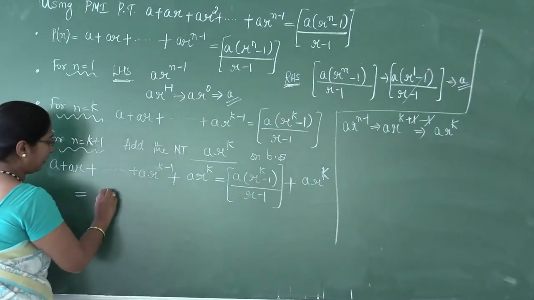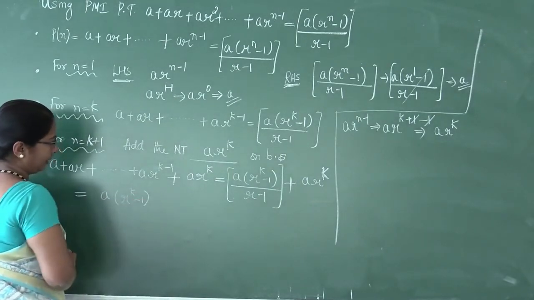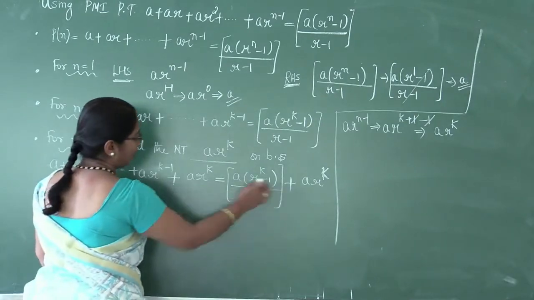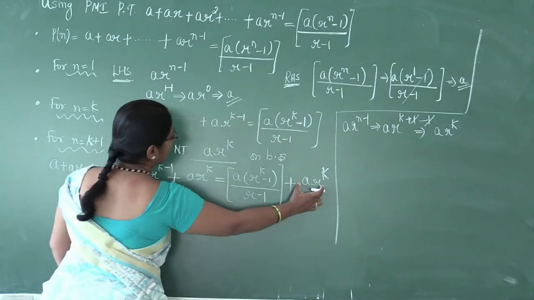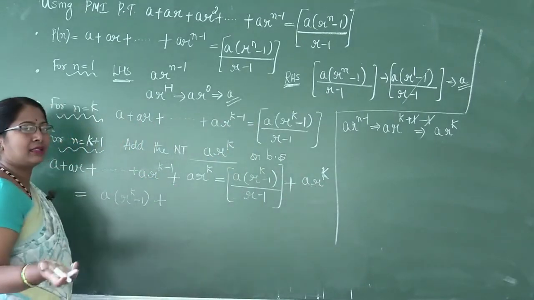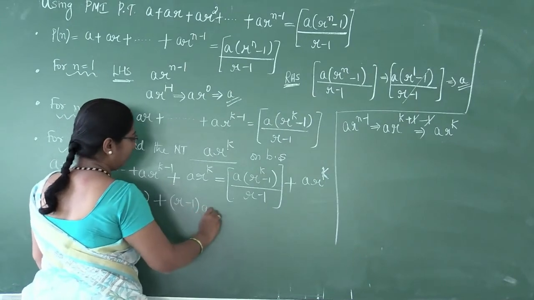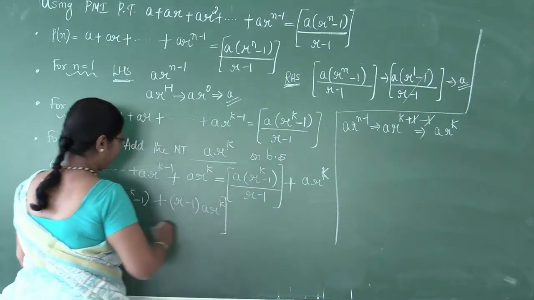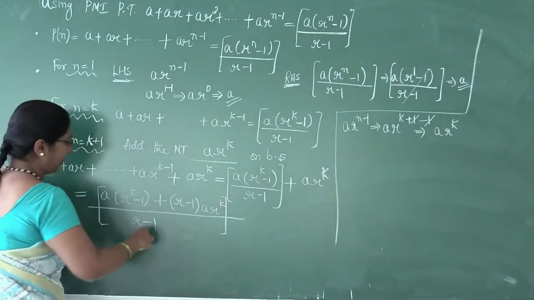Observe the numerator, A into r power k minus 1 as it is. What sign do I have here? Plus, multiply r minus 1 into A r to the power k. That is nothing but cross multiplying. So what do you get? r minus 1 into A r to the power of k, whole thing divided by r minus 1.